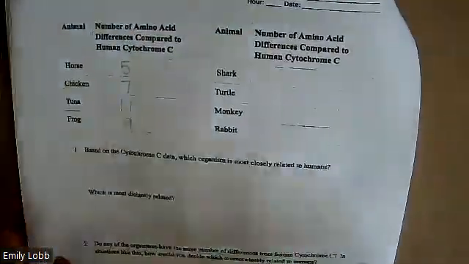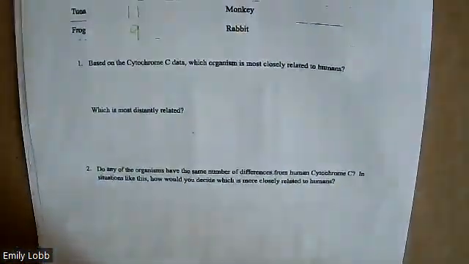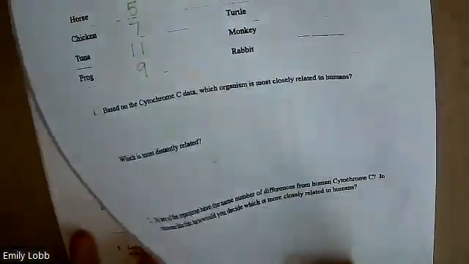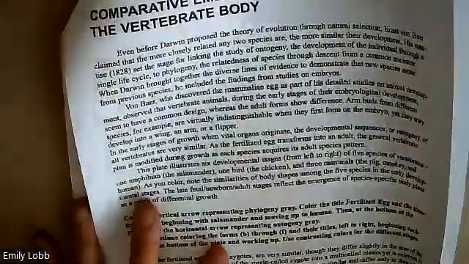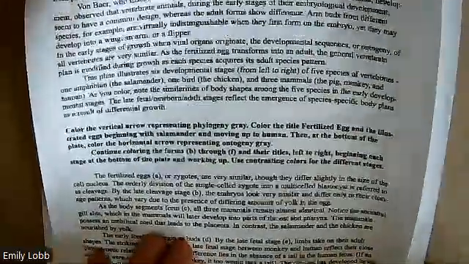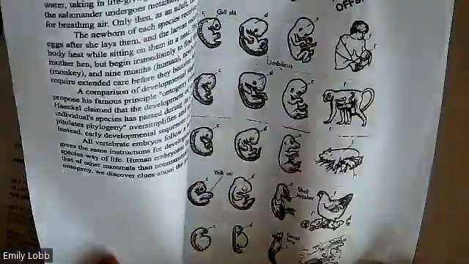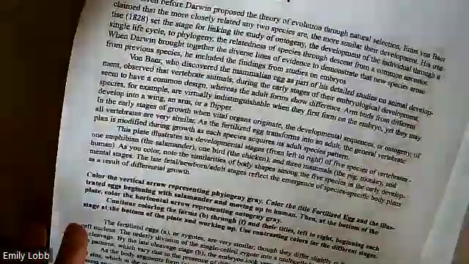All right, so you're going to finish that out. Then you're going to answer a couple of questions. And once you've done that, you're going to find a partner or read on your own the comparative embryology. Use your highlighter and highlight anything important that you find, right? And see what you can learn there.